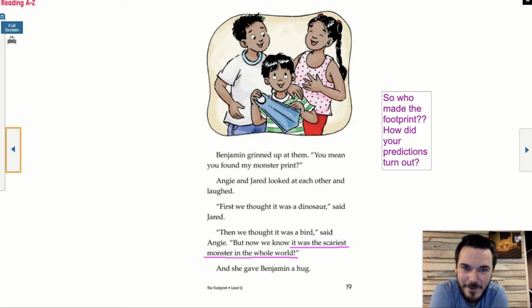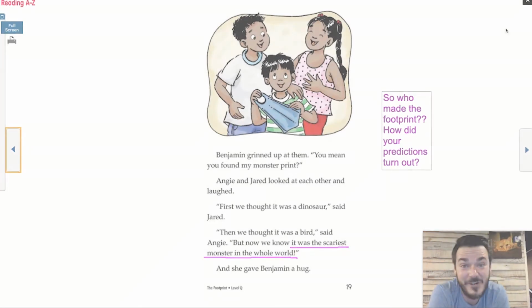So who made the footprint? And how did your predictions turn out? I hope you enjoyed this story.